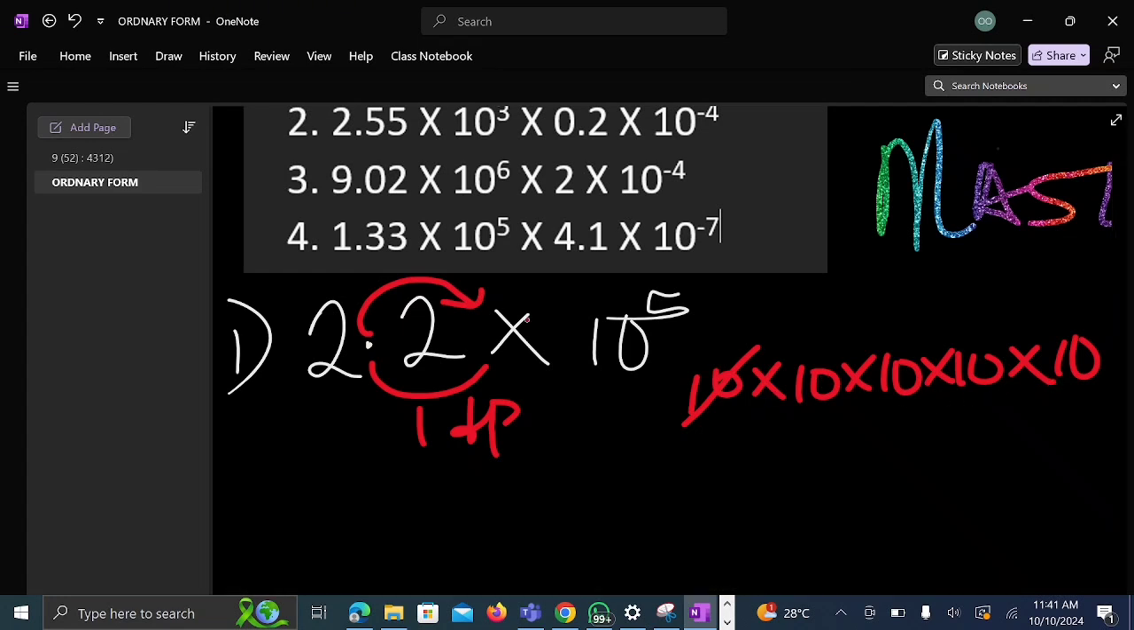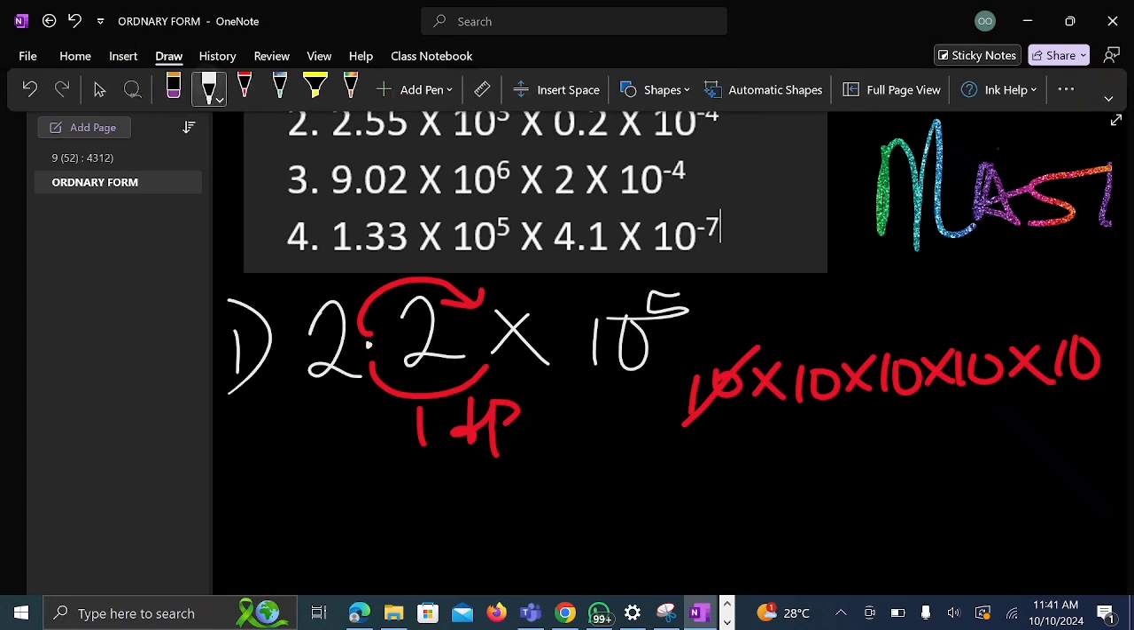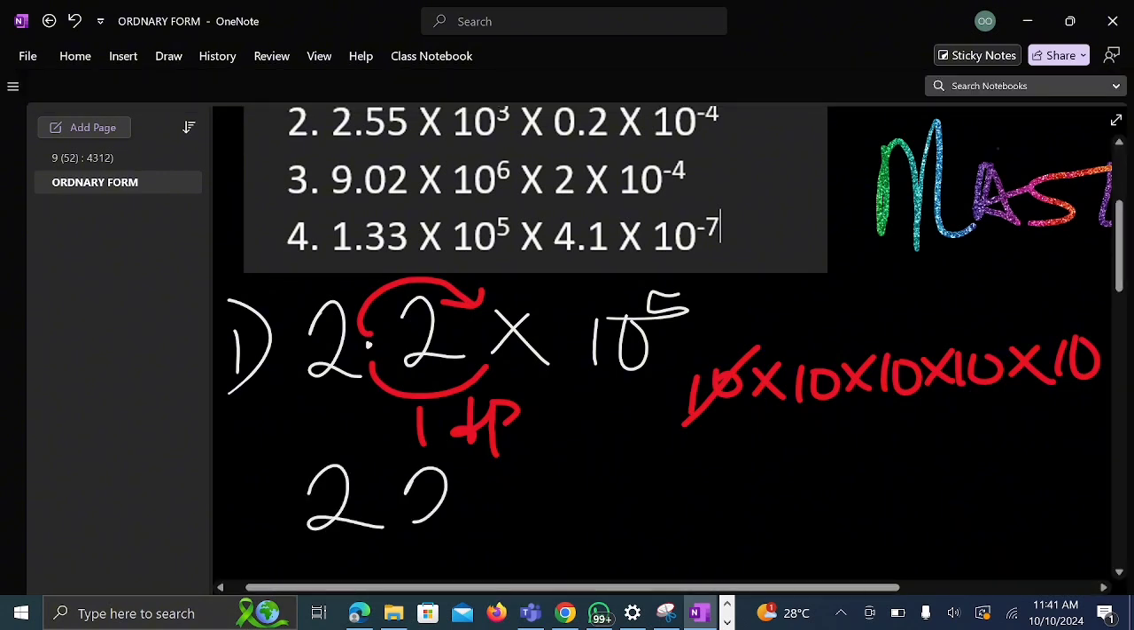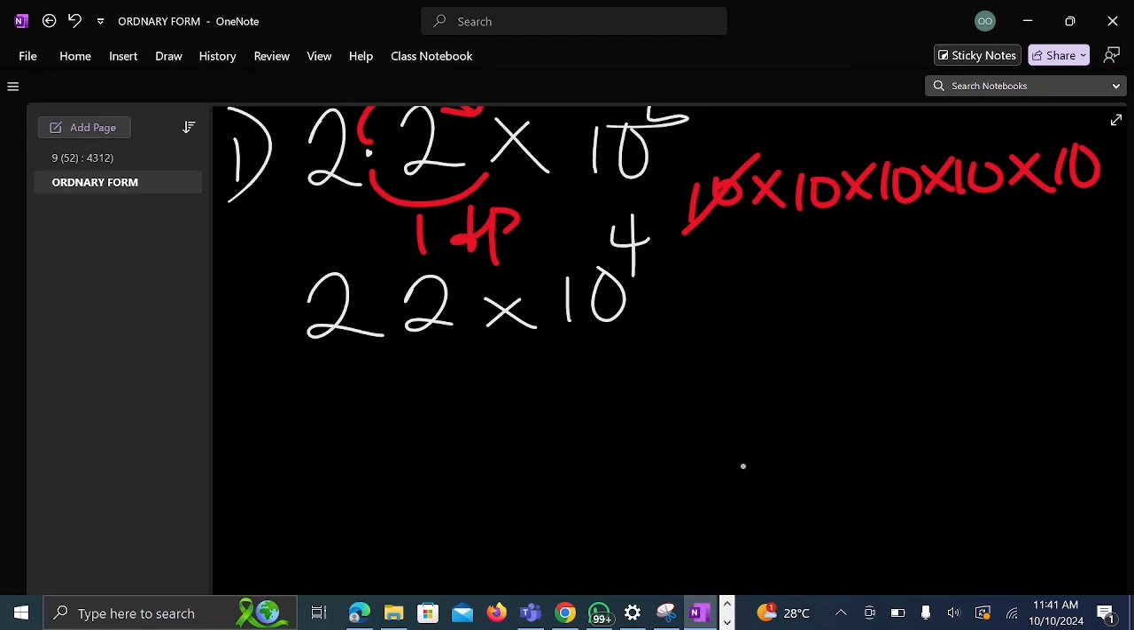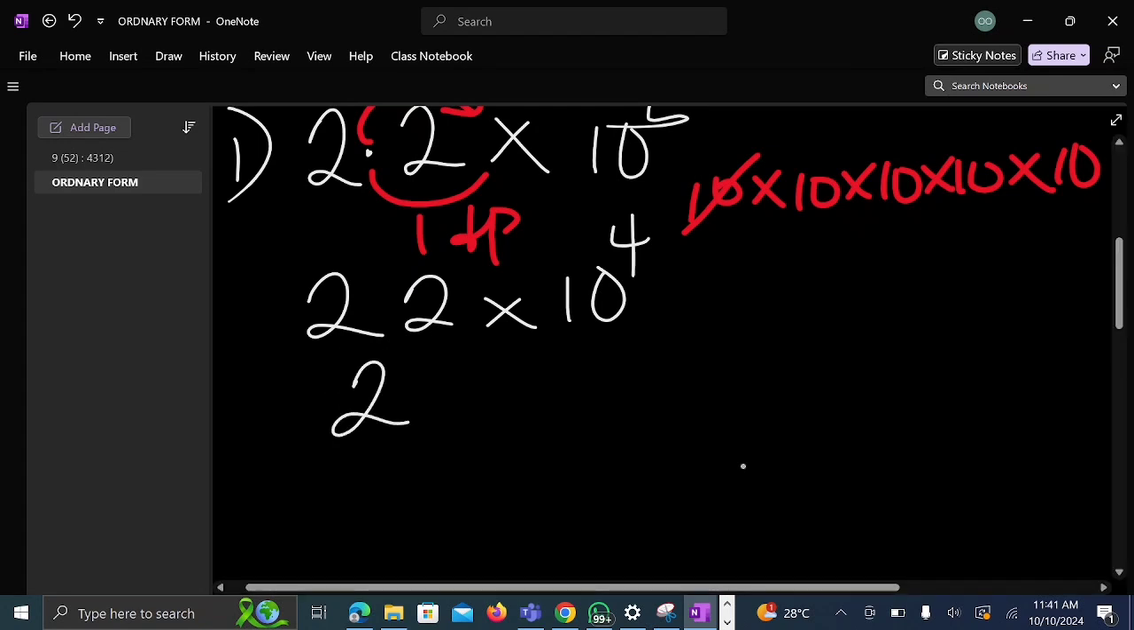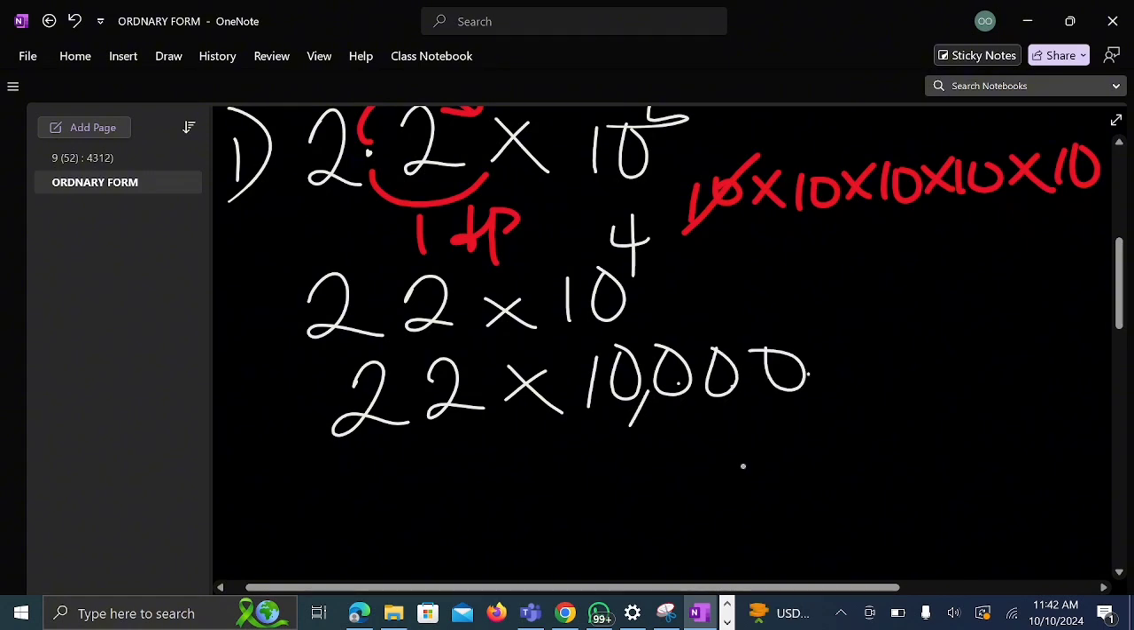So that means we can proceed. Moving on, we are going to have 22. The decimal has been moved out by a 10. So we have 22 times 10 to the power of 4, right? 10 to the power of 4 means 10 times 10 times 10 times 10, and that will be 10,000, which is 1 followed by 4 zeros.